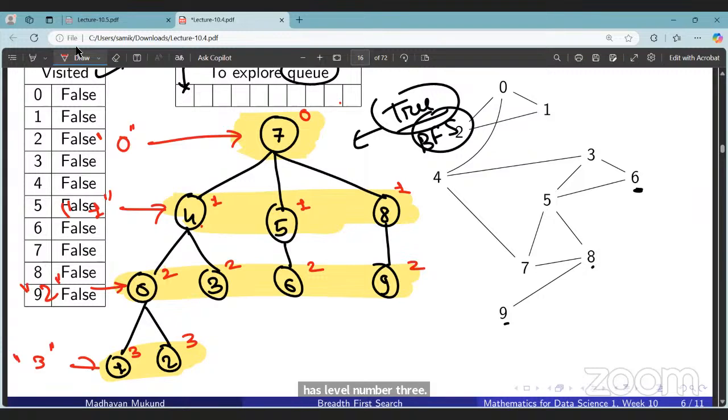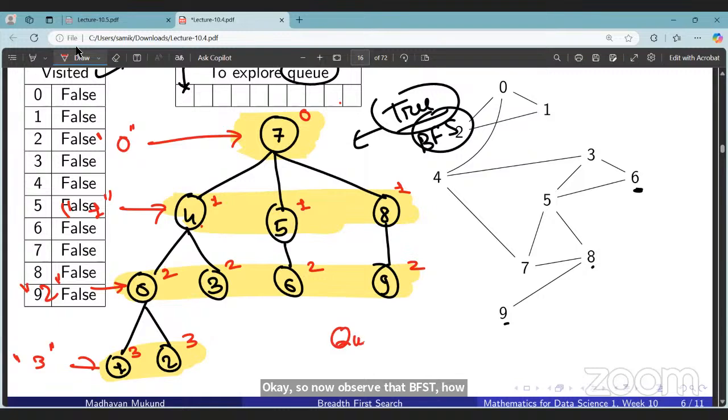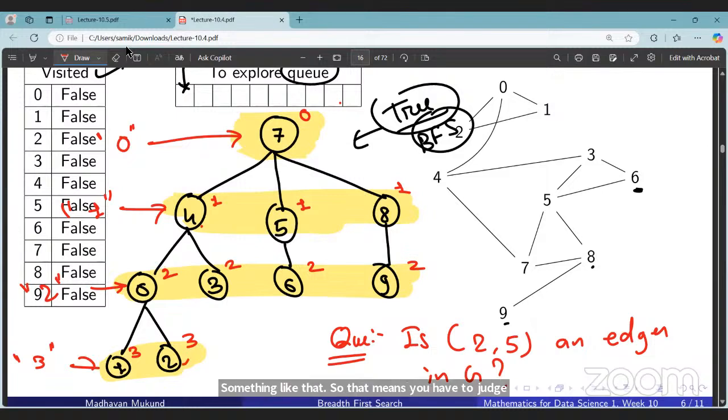Now, there are some questions which will ask that if this is a BFS tree, then which edges are not possible in the graph. Observe how the BFS tree happens. I'll ask you a question: is 2, 5 an edge in our graph G? You have to judge whether such an edge is present. Obviously the answer is no.